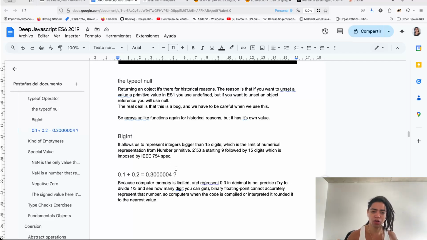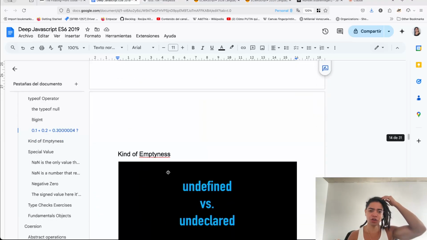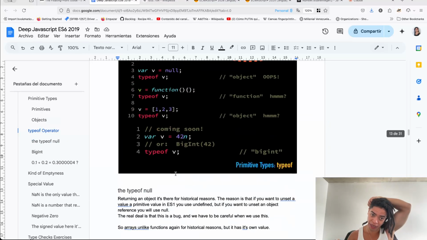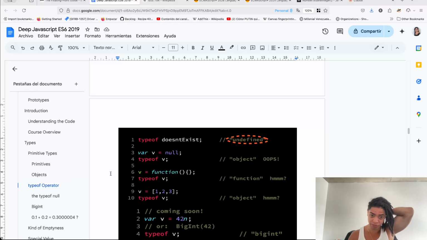So I think that'll be all for this video, and I'm going to make a quick recap. At the end of the day, type is one of the pillars of JavaScript. So we first looked at the primitives. What are the primitives? Undefined, null, Boolean, string, number, symbol, and BigInt. This was added recently, well, not that recent.